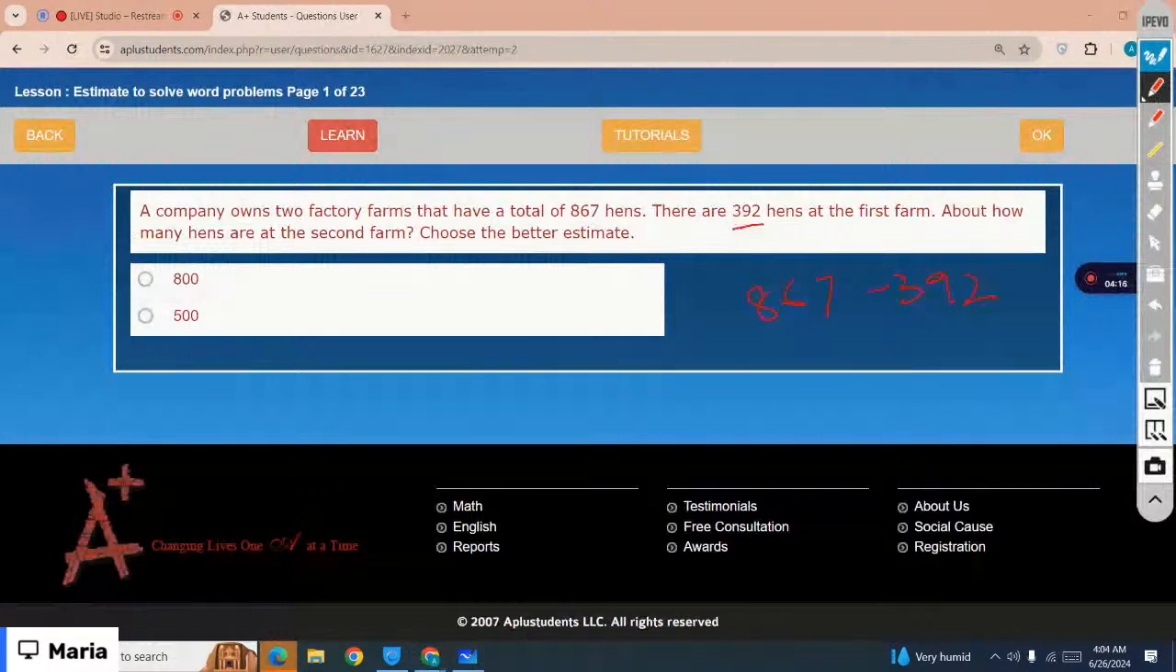You have to round off. First you need to round them off and then you have to find the answer. 867 is rounded off to 900 and 392 is rounded off to 400. So that means the estimated answer is 500. On the second farm, the estimated hens are 500. The correct option is 500. Got it? That is 500.